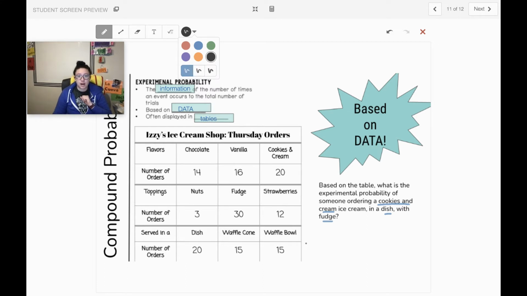First, we want the probability of cookies and cream ice cream. So I'm going to abbreviate that as CC for cookies and cream. Then I want the probability of them getting it in a dish, the probability of them ordering their ice cream in a dish. Then I want the probability of them ordering their ice cream with fudge.